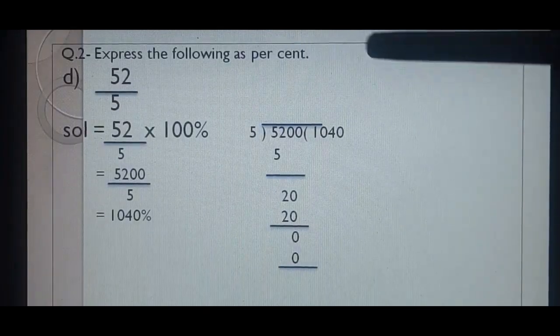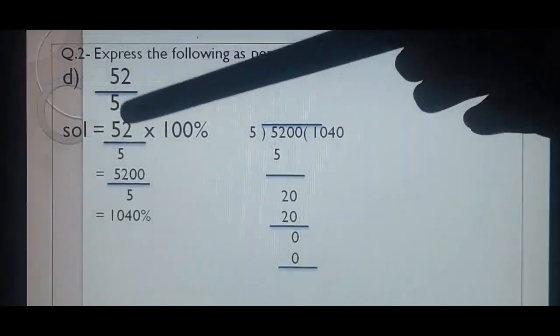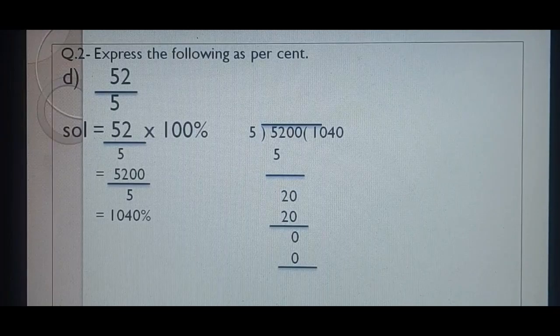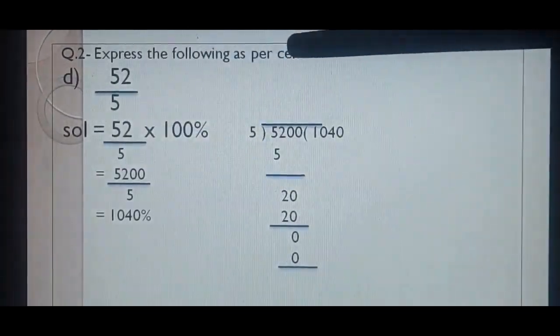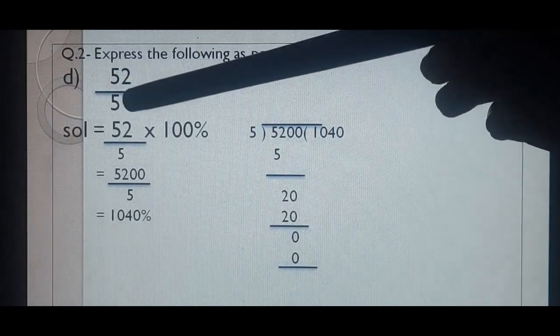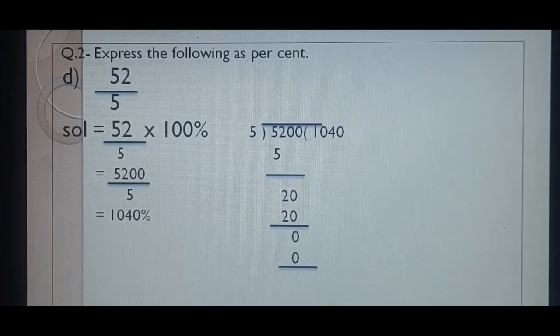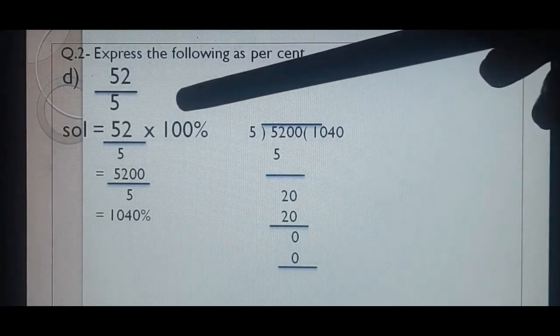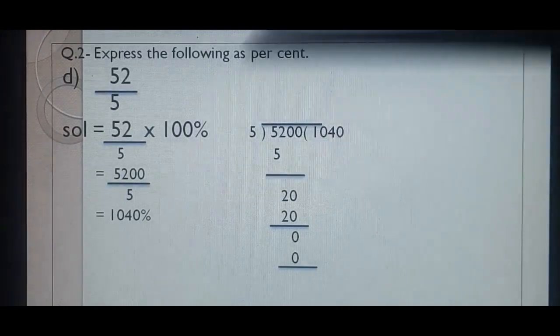Next is question number 2. Express the following as percent. 52 upon 5, D part. 52 upon 5, a fractional number, is there. We have to convert it into percent. So what will we do? 52 upon 5 multiplied by 100%. 52 multiplied by 100 is 5200 upon 5.